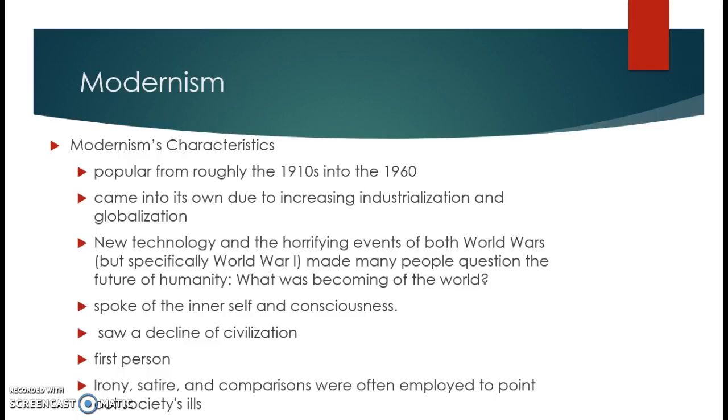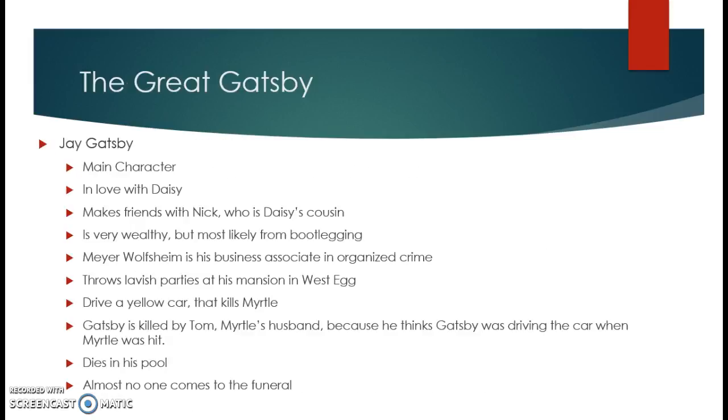A lot of the writing at this time spoke of the inner self and consciousness. It saw a decline of civilization, which we see all throughout The Great Gatsby. A lot of times it's written in first person, and there's the use of irony, satire, and comparisons employed to point out the problems in society's ills, and The Great Gatsby definitely does that. So let's think about The Great Gatsby a little bit.